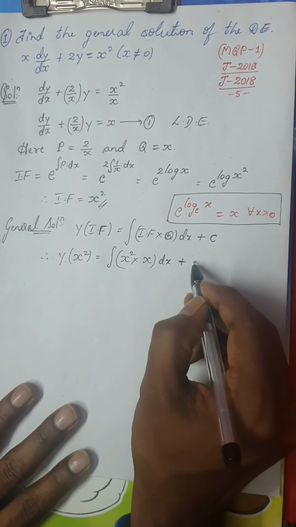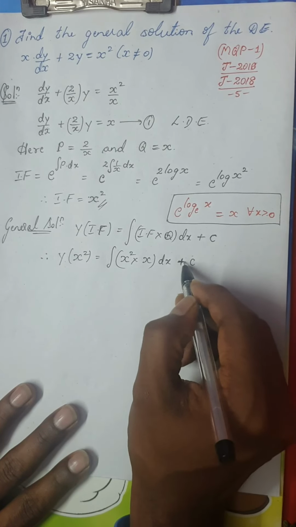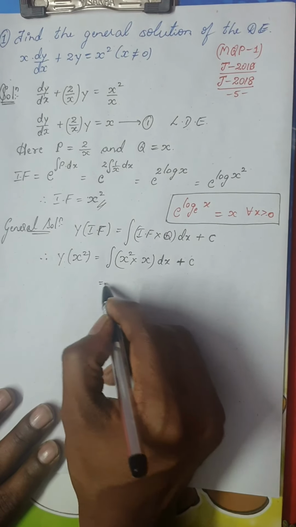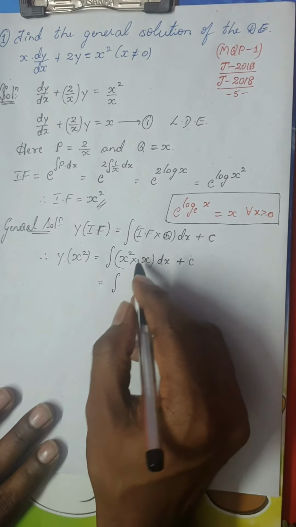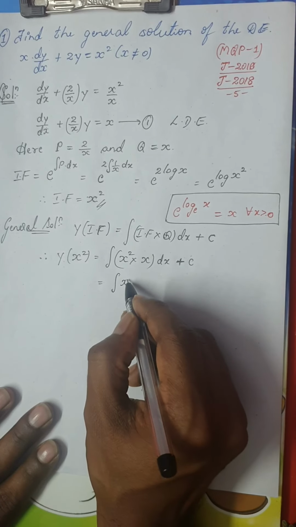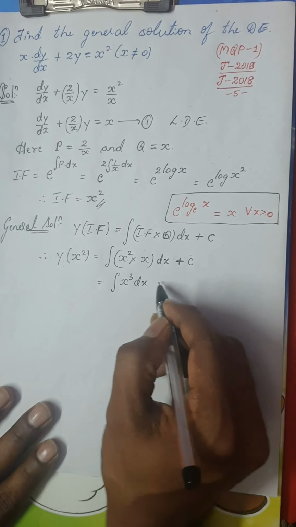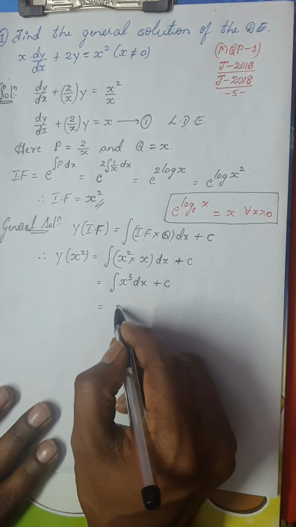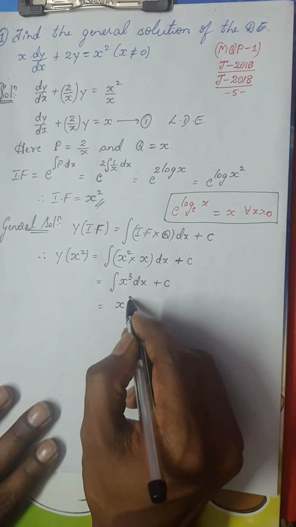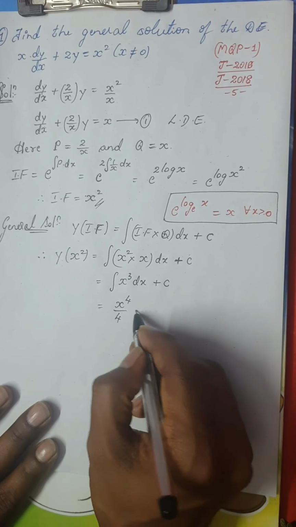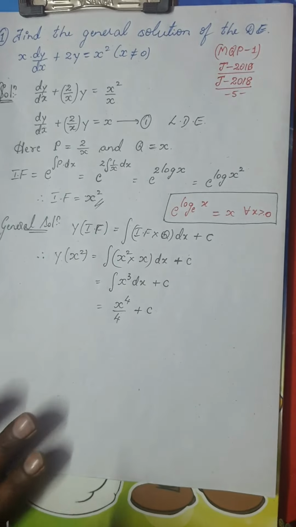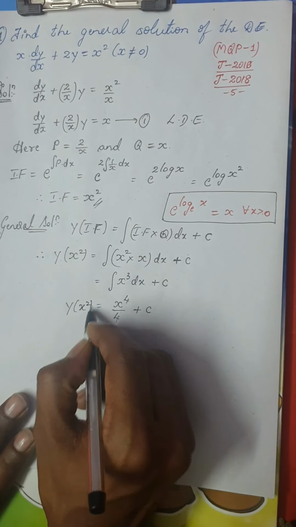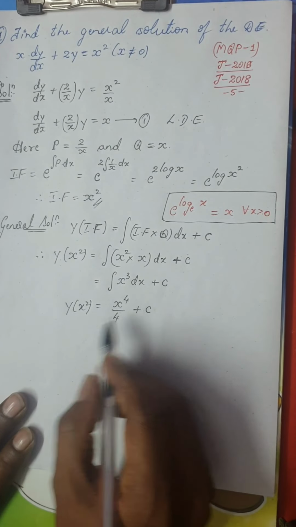dx plus c. And you need not write down plus c here itself. You can write it in the last step. Okay, don't worry about it. Now this is nothing but the integral of, what is x square into x? X square into x would be x cube dx plus c. And this is nothing but the standard integral of x cube, which would be x power 4 divided by 4 plus c. Okay, remember the left hand side would be y into x square, right?